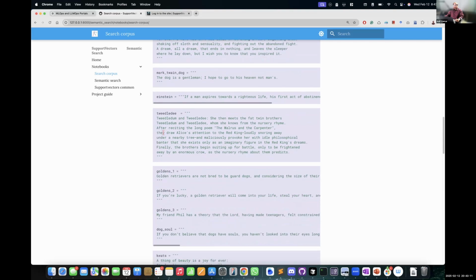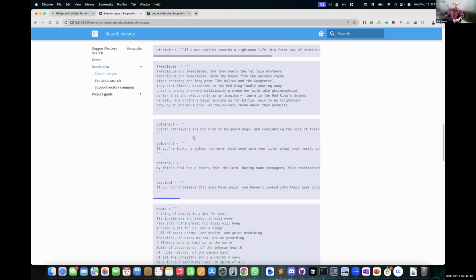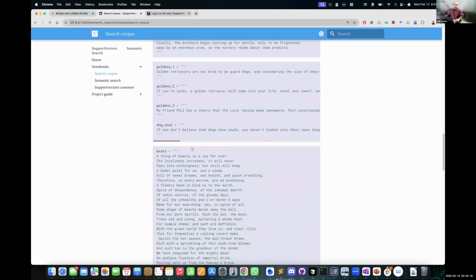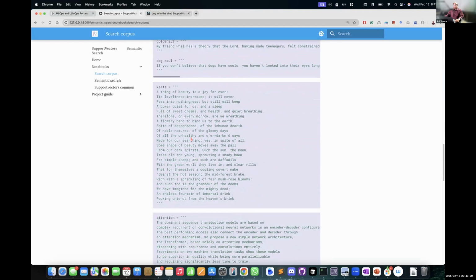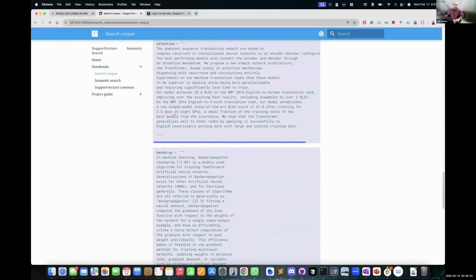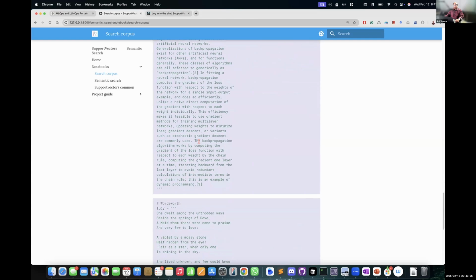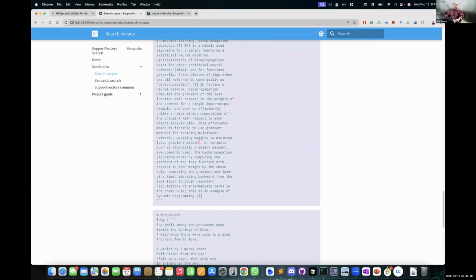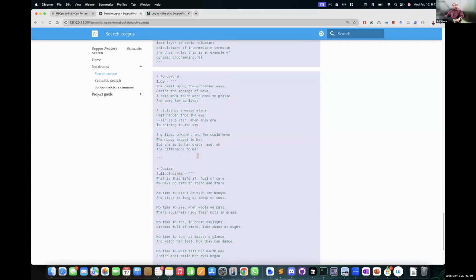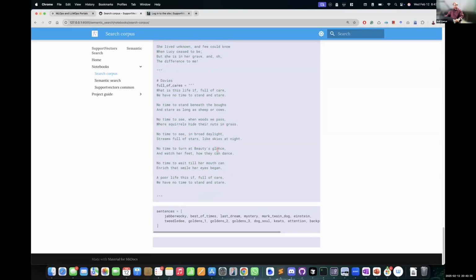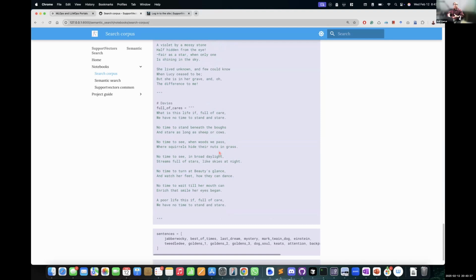Right? Then there's Tweedledee and Tweedledum. Then there are some phrases about golden retrievers. Then a Keats poem. Then Attention is All You Need, a technical paper. Another text on back propagation, a technical topic. Something from Wordsworth, Lucy's poem. Something from Davis' poem, and so forth. So in other words, I created a collection of text which had some degree of variety to it.